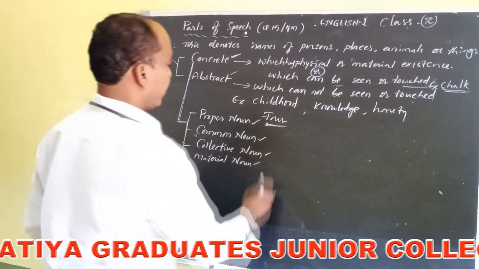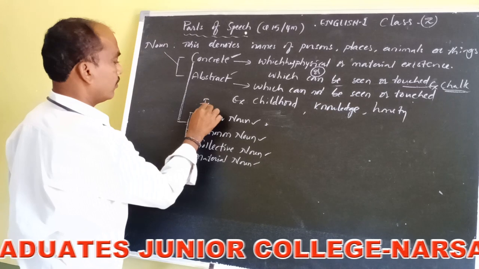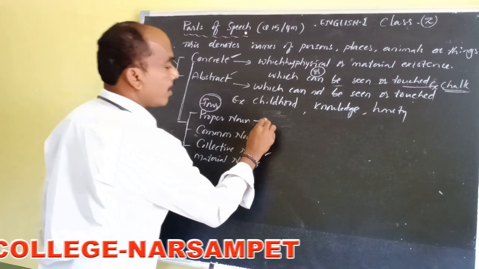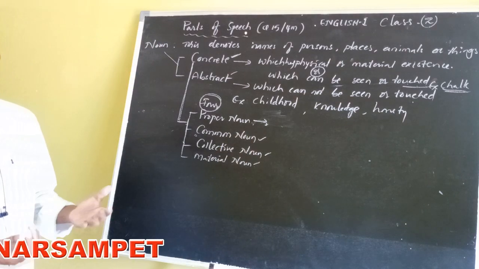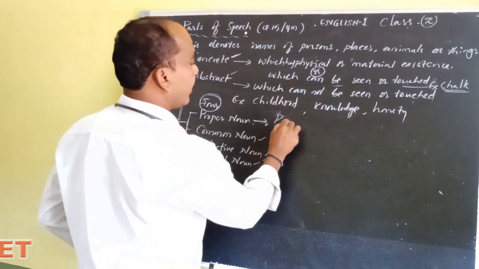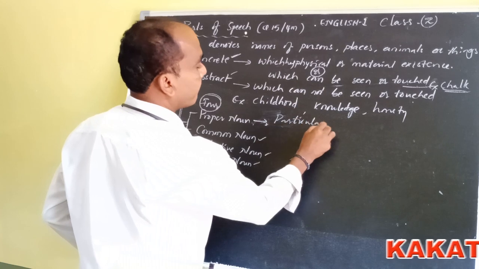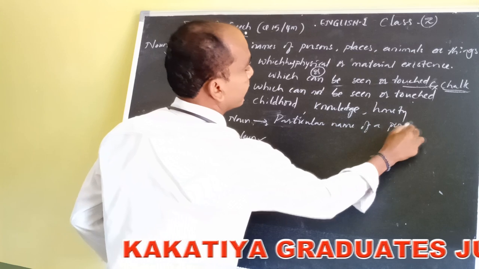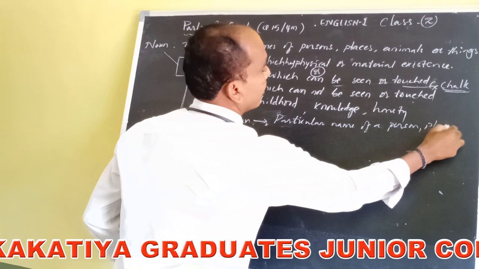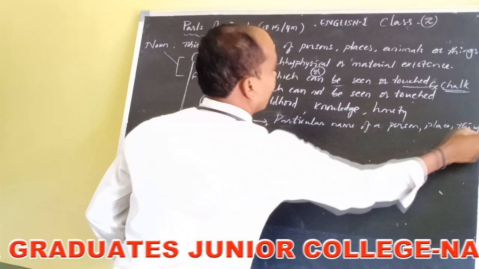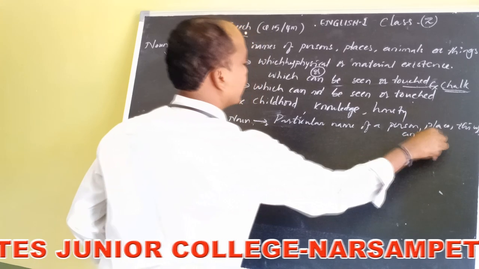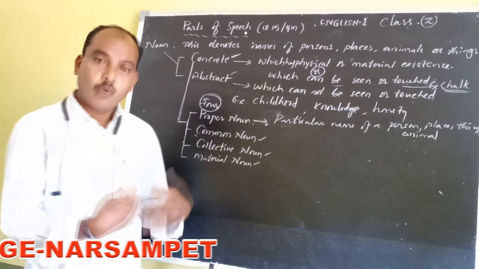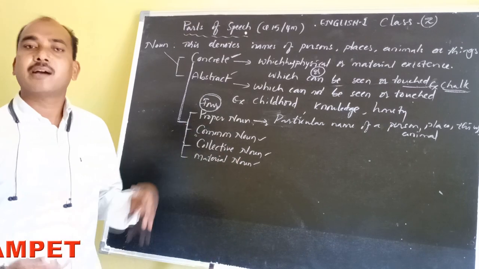Now what is a proper noun? Proper means particular or own. It is the particular name of a person, place, thing or animal. Can you give an example? No, I will give you. Proper means own. Own name is called a proper noun.